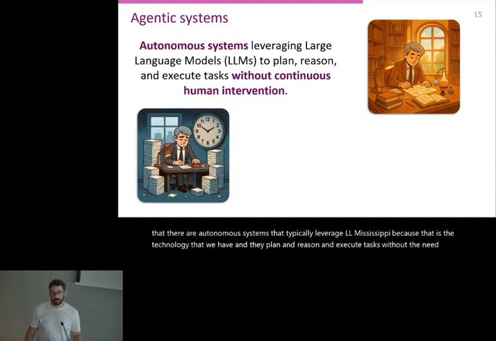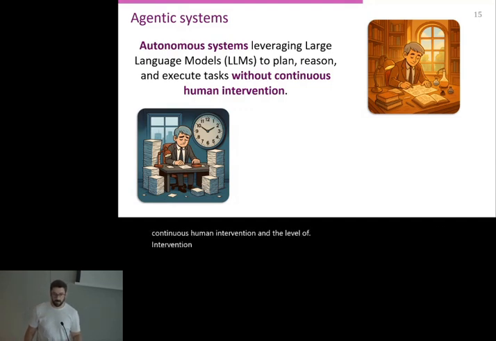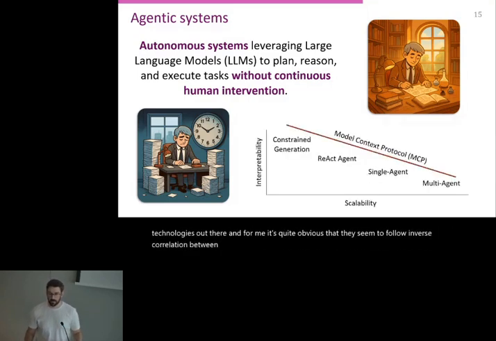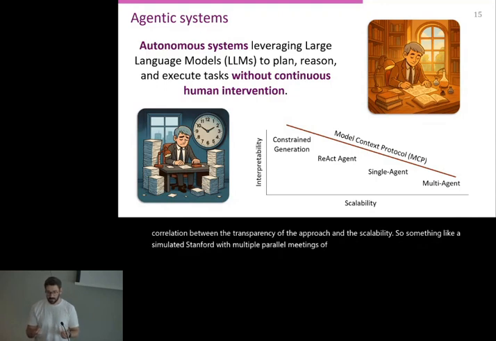And the level of intervention probably needs to follow the complexity of the task and maybe your requirements, as we may also have gotten from the previous talk. And there are a bunch of technologies out there. And for me, it's quite obvious that they seem to follow an inverse correlation between the transparency of the approach and the scalability. So something like a simulated Stanford with multiple parallel meetings of several experts.